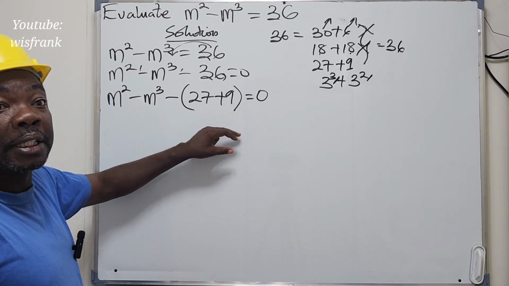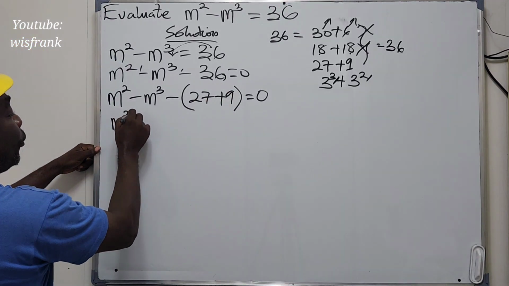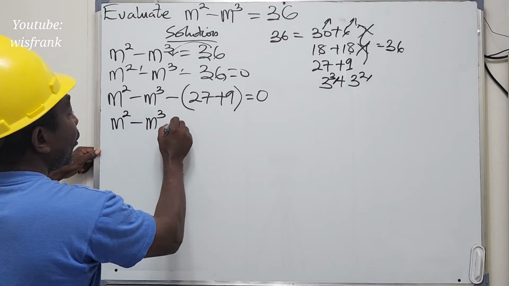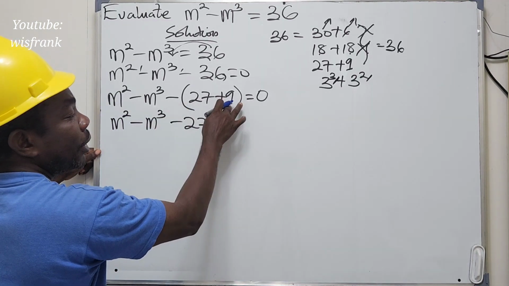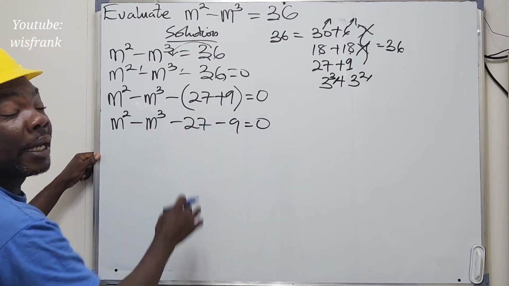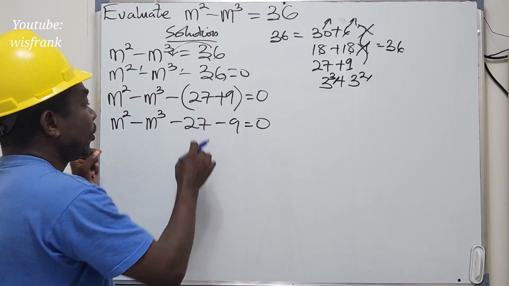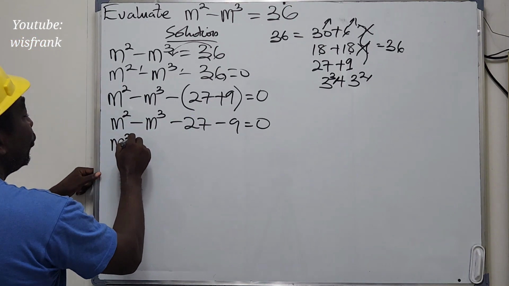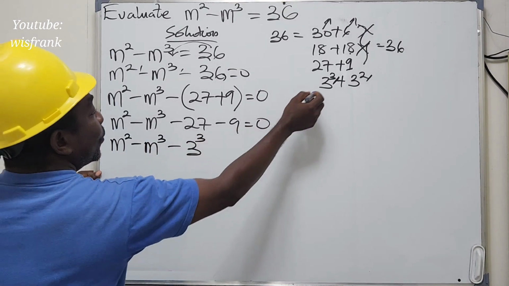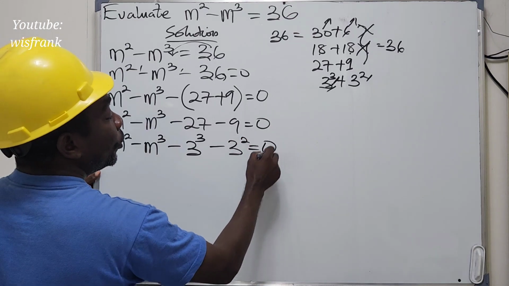So we have this parenthesis. We are going to expand this parenthesis. So this will become m to the power of 2 minus m to the power of 3, minus times 27 will give us minus 27, minus times 9 will give us minus 9, equals 0. So let's equate this to the base of 3. So this will become m to the power of 2 minus m to the power of 3 minus 3 to the power of 3, as we said here, minus 3 to the power of 2 equals 0.